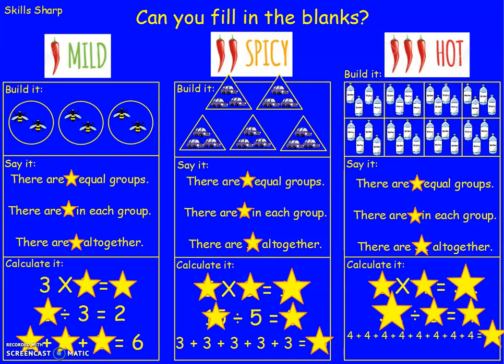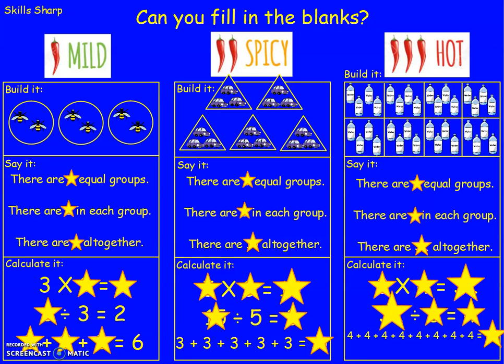Let's see if you can have a go. Okay, so fill in the blanks, doing mild, spicy or hot. You can do this in your book underneath today's date. So I don't want you to draw it. I want you to say it out and see if you can work out the calculation. Okay, pause the video now and give it a go.